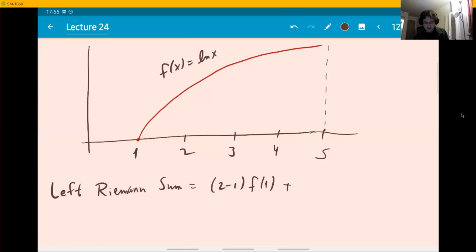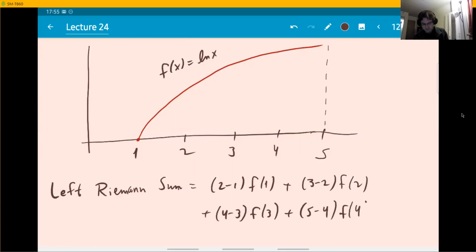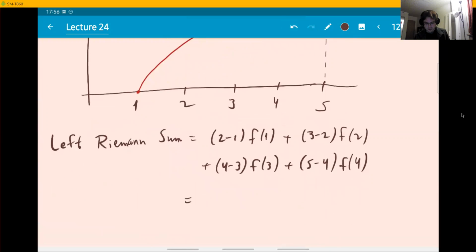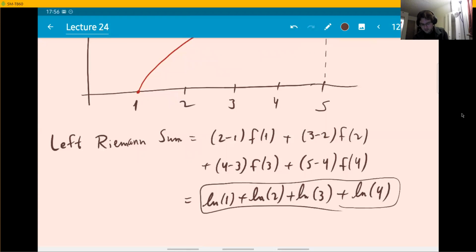Okay, so this is the first rectangle. Second rectangle goes like this: 3 minus 2 times f of 2, this one. And then you do this for each one of them. Each one of these bases is always equal to 1, right? You can factor this 1 from everything, and multiply by 1 it's not gonna do anything for you. So this is gonna become f of 1 plus f of 2 plus f of 3 plus f of 4. This is the answer.